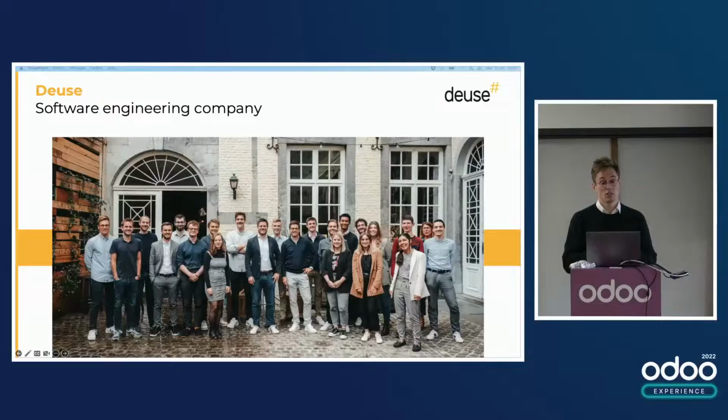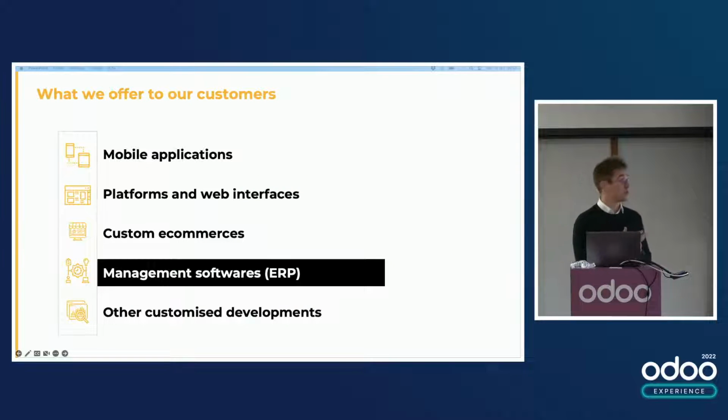So who is Odoo in a few words? We are a software engineering company based in Liège, and we are actually 27. What do we do? We develop customized solutions and software for our clients, either mobile applications mainly in the Flutter framework, platforms and web interfaces, custom e-commerce, and also management software, of course. As part of this activity, we work as an Odoo integrator. We also do some customized developments based on specific client needs.